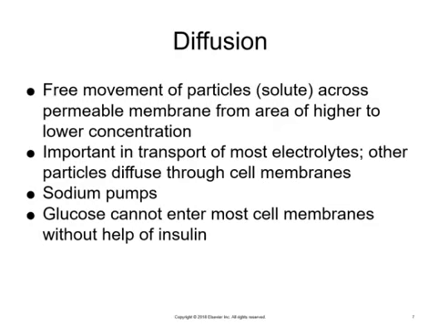For diffusion, we've got free movement of particles across permeable membranes from an area of higher to lower concentration. You can see this in action if you take a raisin and you put it in water. It's going to plump up. So what you're seeing is diffusion of water. This is important in the transport of most electrolytes and other particles that diffuse through these cell membranes.